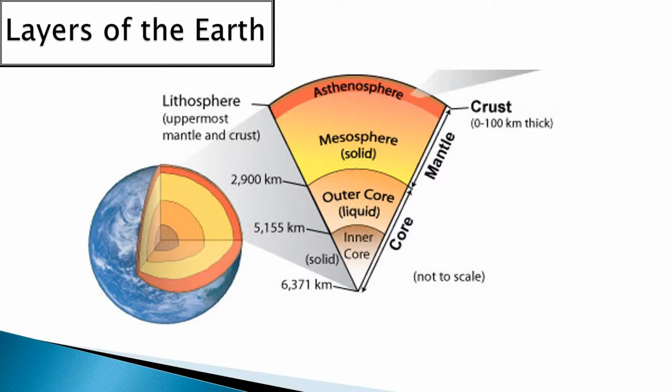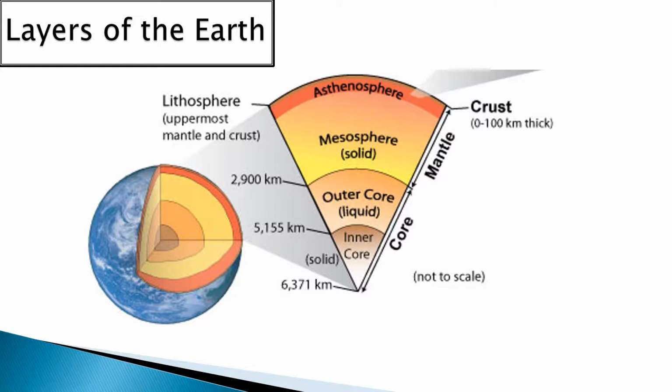Now, the mantle is going to go down about 2,900 kilometers before we reach the outer core. Now here it's going to be liquid. We believe it's a liquid outer core, and it ranges from 2,900 kilometers all the way to 5,155 kilometers. Following this, we have the solid inner core, which goes from 5,155 kilometers all the way down to 6,371 kilometers.